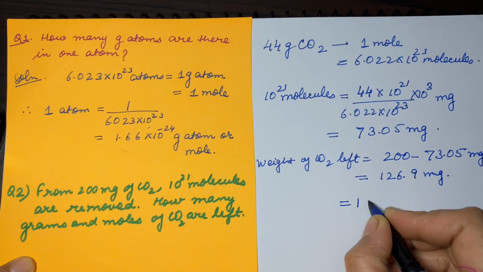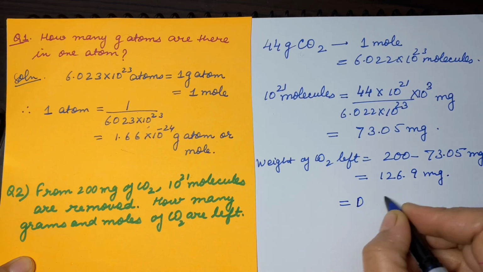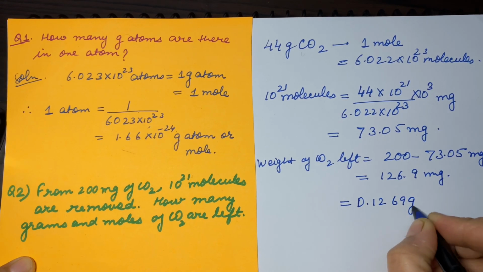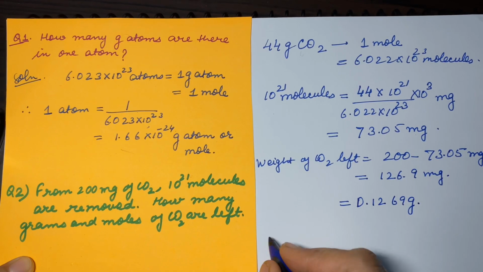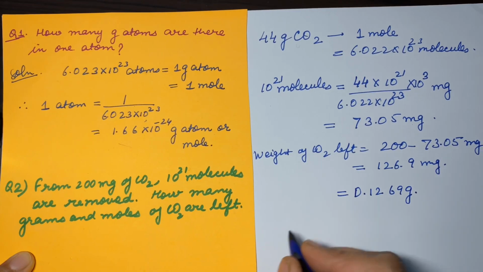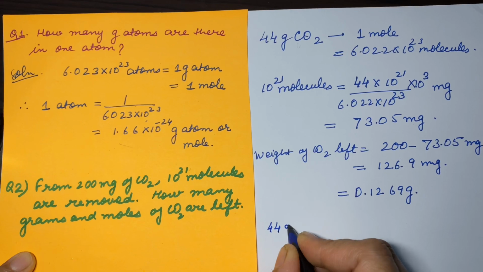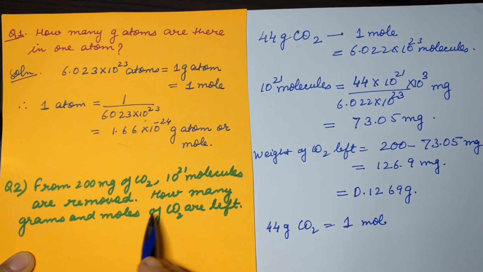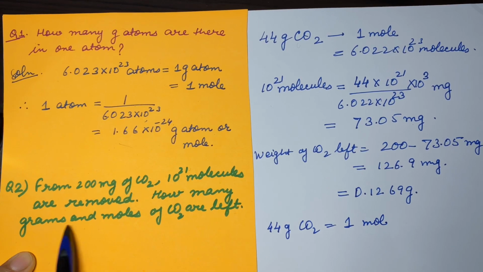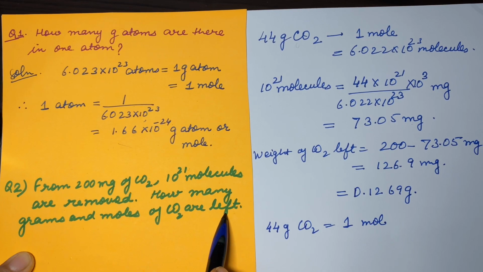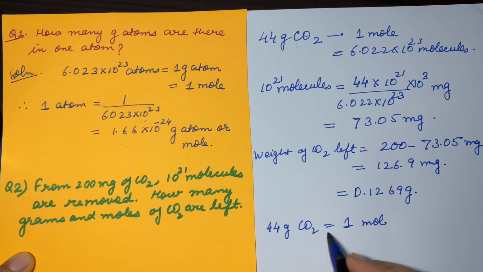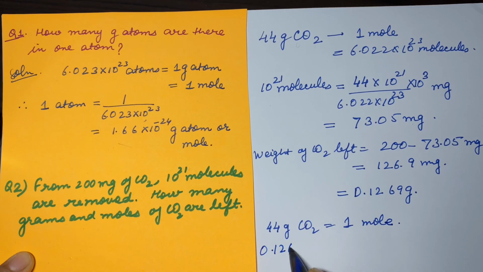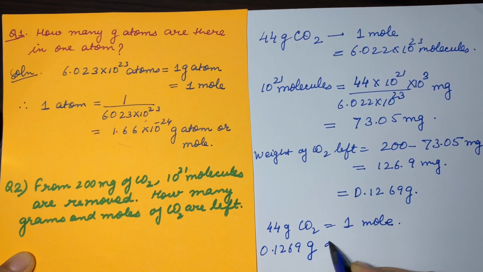Convert it into grams. So it will be 0.1269 grams. Now our basic concept is that 44 grams of carbon dioxide is equal to 1 mole, because it is asking how many grams and moles of CO2 are left. So 44 grams of CO2 is equal to 1 mole. So 0.1269 grams will be equal to how many moles?